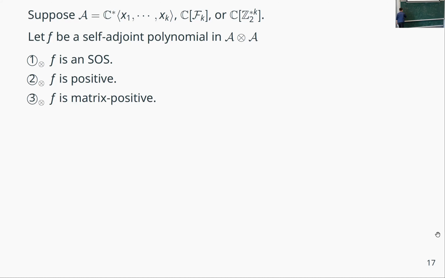So you send the x1 tensor identity to some x1 tilde, and identity tensor y2 to some y2 tilde, and you have a constraint that x1 tilde and y2 tilde commute with each other. So for the matrix positive, those two notions are the same. You can think of this if you are working in nonlocal games: finite dimensional commuting operator strategies are essentially tensor product strategies.